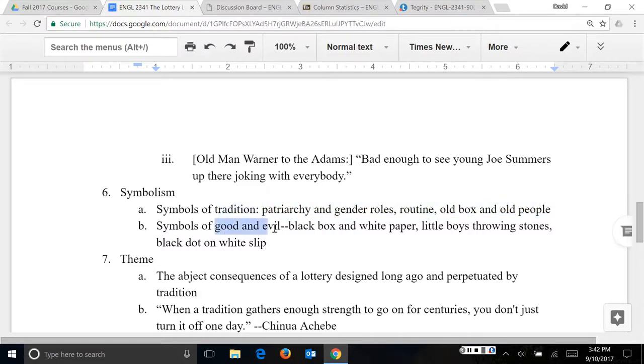And of course, we also have good and evil symbols, right? When we think of good and evil, we might associate colors with them, right? Black box and white slips of paper. We imagine little boys or children being symbols of goodness or innocence, yet they're throwing stones that are meant to be murderous, and so they represent evil. We also have, again, this clash of color with black dots on a white slip of paper, black and white, good and evil, and so on. And again, these are obvious symbols, but yet these are important symbols that we witness throughout the story and that contribute, again, to the story.